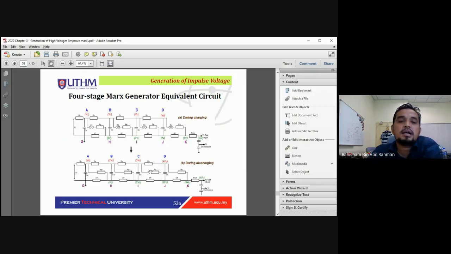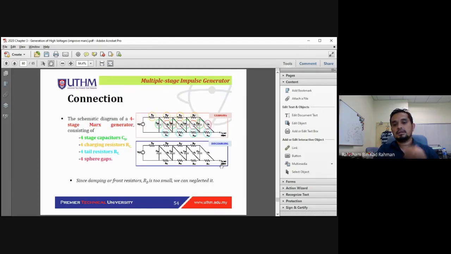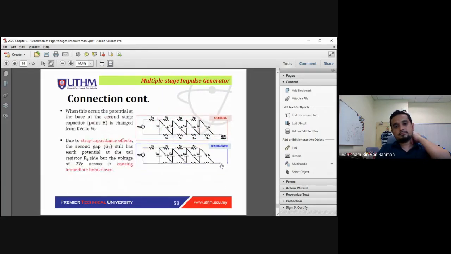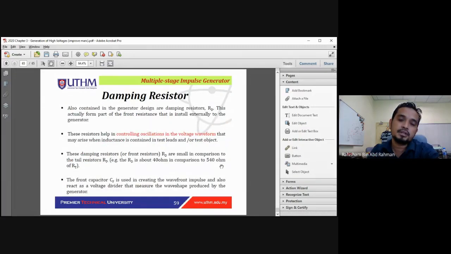They are charged in parallel, concurrently, and they are triggered by the gaps in series. In that way, we can achieve the several stages to appear at the output. And then the circuit and damping resistor to control the oscillations and the ripple of the voltage waveform. Okay, that's about it for the previous three chapters.